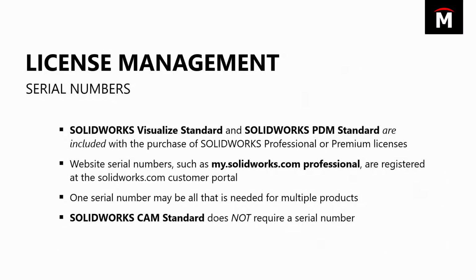Now, you may receive more than one serial number from MLC, as products like SOLIDWORKS Visualize Standard and PDM Standard come included with a purchase of SOLIDWORKS Professional or Premium. A My.SOLIDWORKS Professional serial number is actually registered in the SOLIDWORKS.com customer portal website. It unlocks website assets and is not entered during software installation. Sometimes one serial number is all that's needed for multiple products, such as with network serial numbers, or no serial number is needed at all for SOLIDWORKS CAM.